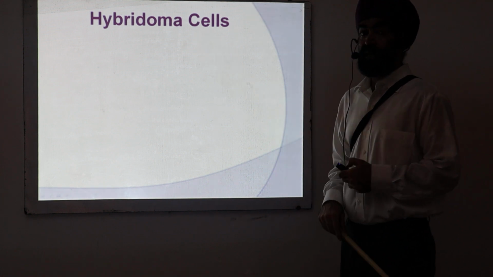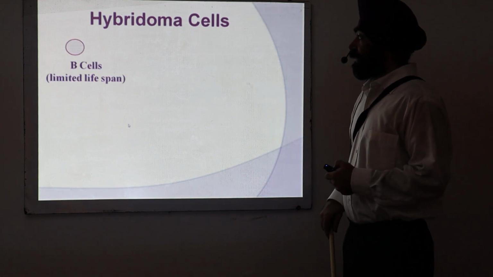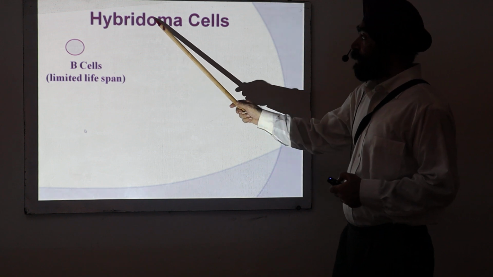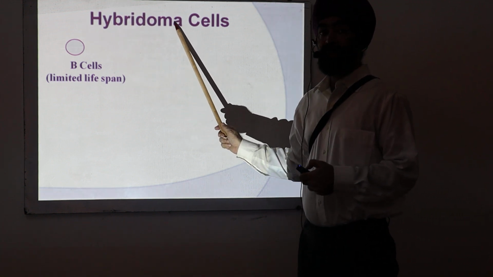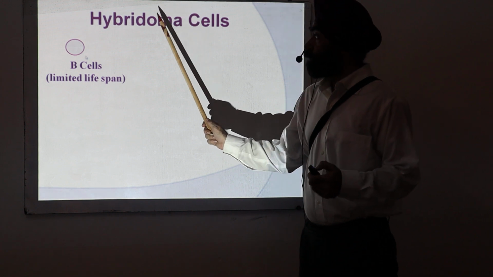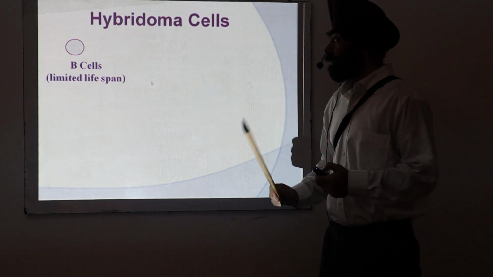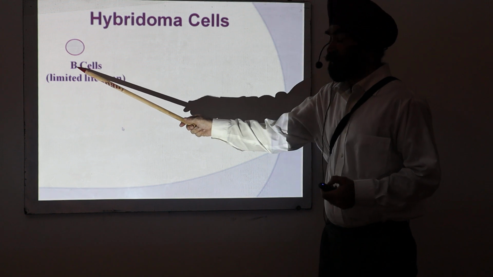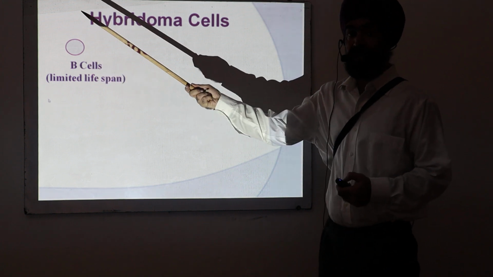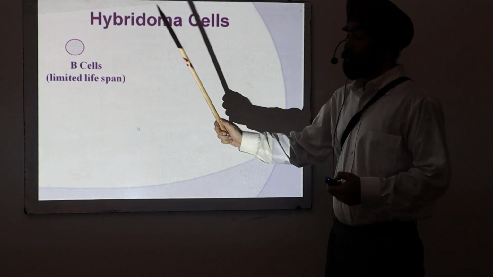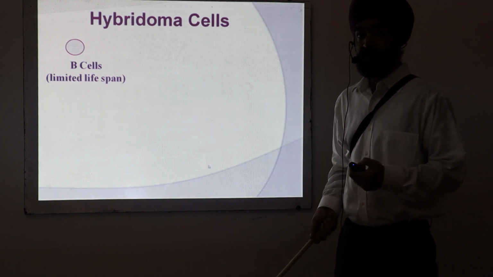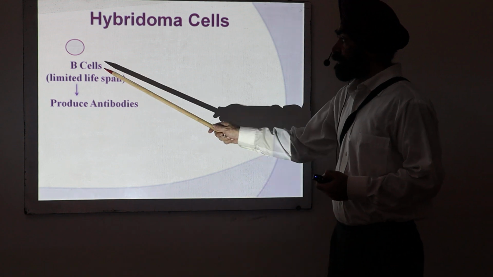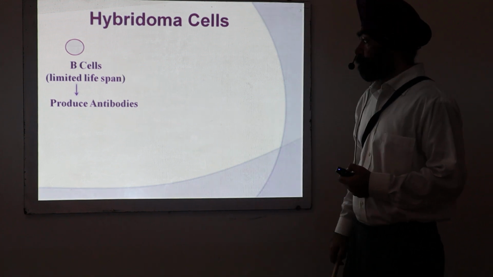Coming to the hybridoma cells: the name hybrid means mixture, and oma relates to a tumor. So we will discuss what hybridoma cells are. We take B cells, which form the antibodies. The property of B cells is that they have a limited lifespan. They die after a certain period of time, and these B cells produce antibodies.